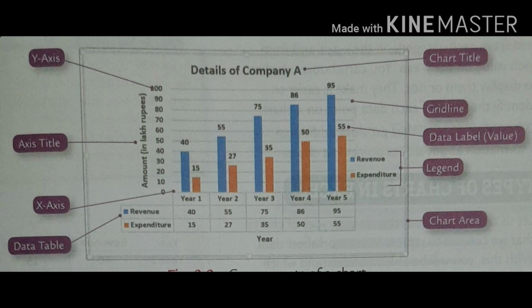On the top of the chart, you can see written details of company A. So that is the chart title. It is usually placed at the top of the chart and helps the user understand what information the chart represents.